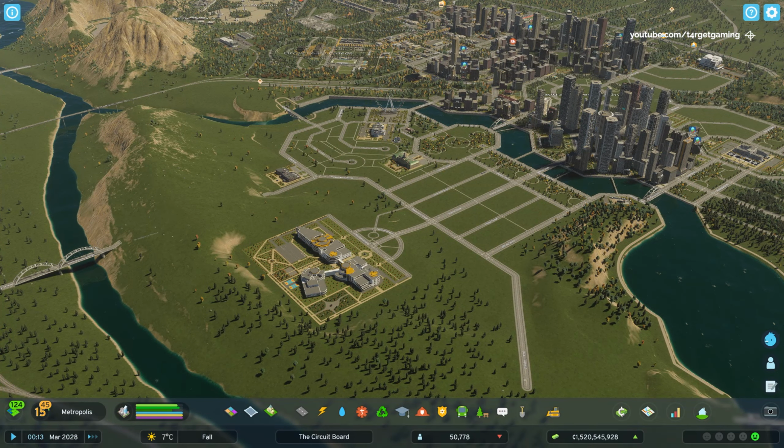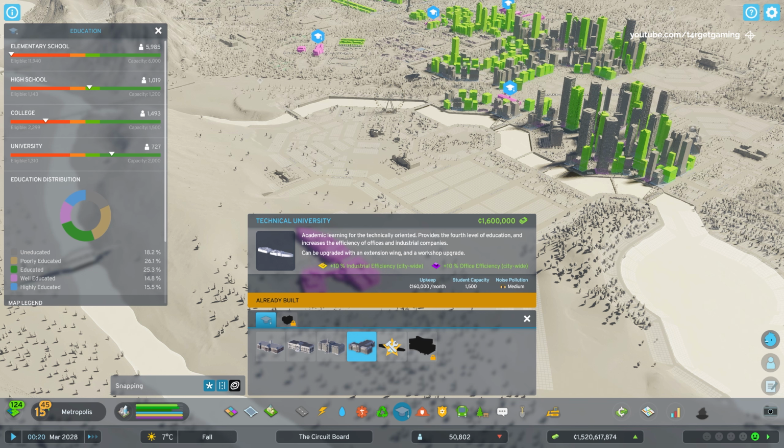So I ended up going with the technical university because I thought it was the most useful, or at least it had the best buffs. 10% more industrial efficiency and 10% more office efficiency, which is pretty insane considering the amount of offices and industrial that we have in the city. And also, what else would you be putting in the circuit board?